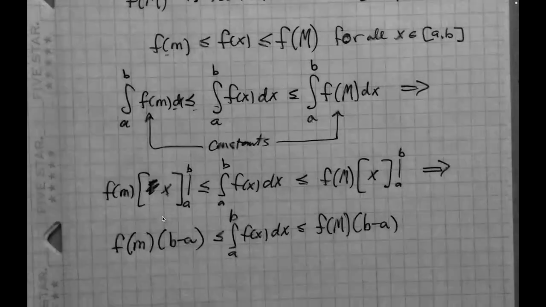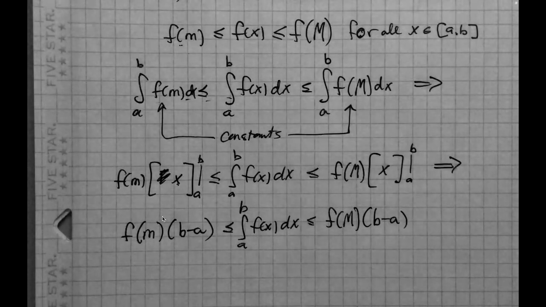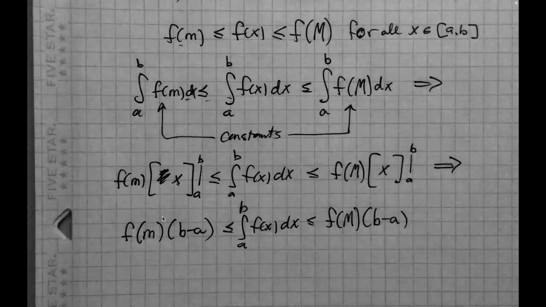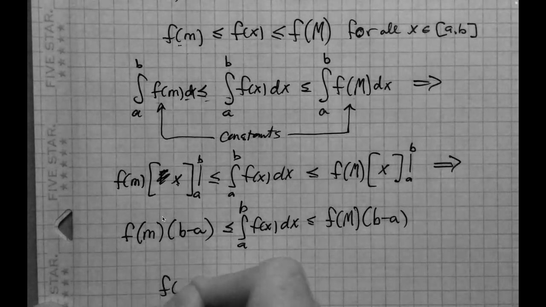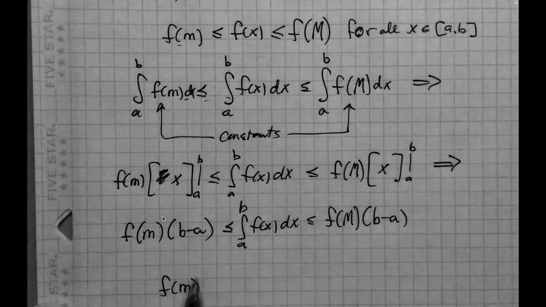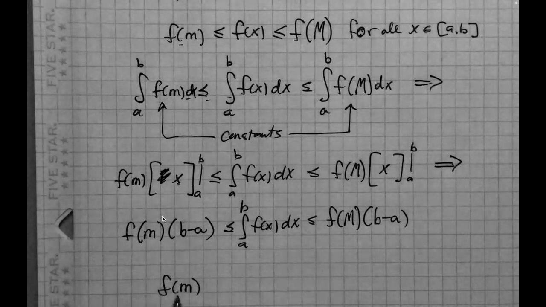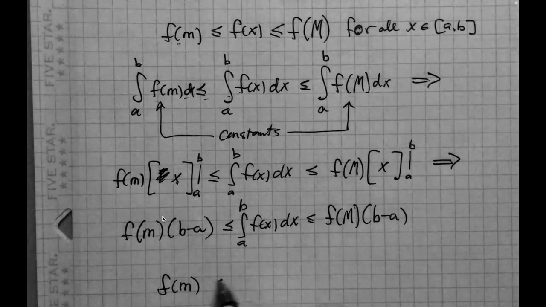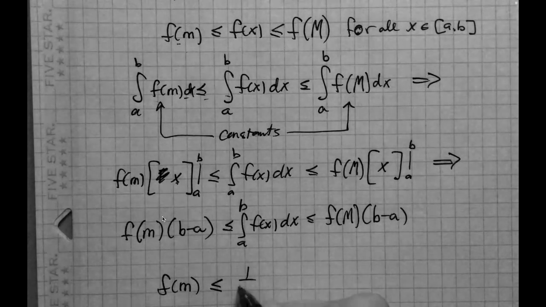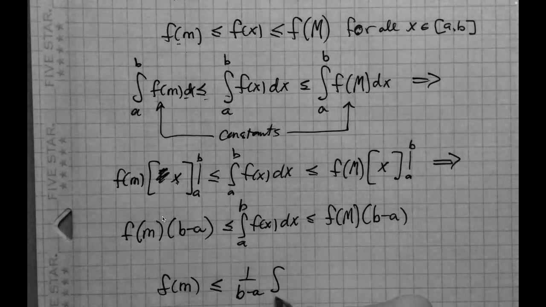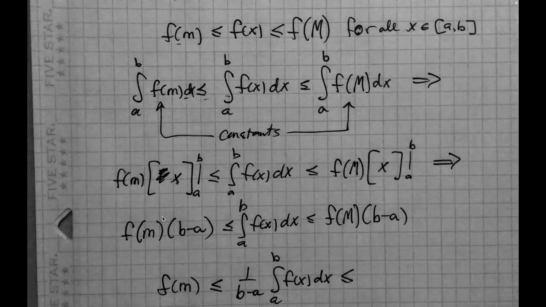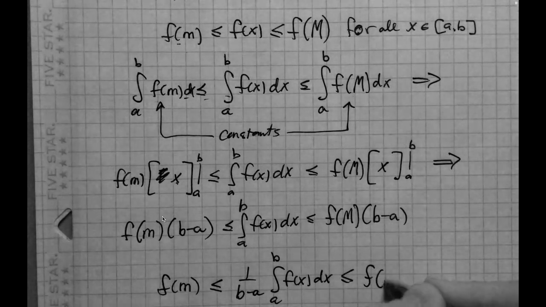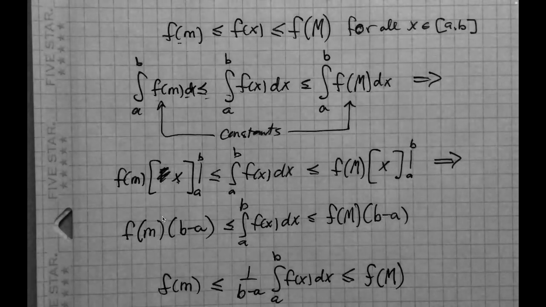Great. Okay, so we've got that. And of course then we can divide everything by b minus a, and so I've got some constant here that is basically f evaluated at little m. That's going to be less than or equal to 1 over b minus a times this integral here, which would be less than or equal to f of big M.